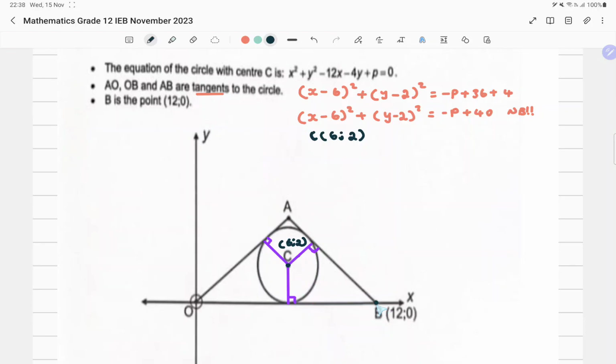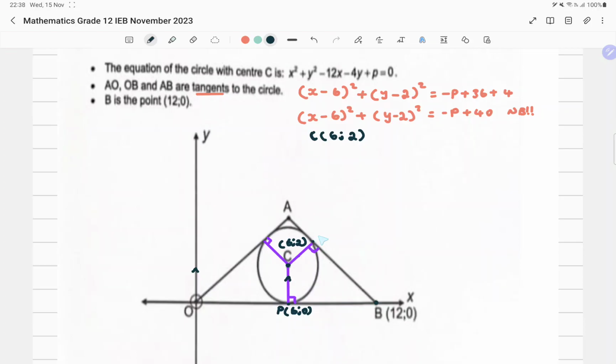If this is the case, can you see this is 12, and now we have 6 right here. Maybe let's call this point of tangency P. Now, if this line is perpendicular to the x-axis, it means this line is also parallel to the y-axis. And if this line is parallel to the y-axis, the x value at this point will be the same as the x value at C. So we're going to have 6, but 0 on the y, because this is the line y equals 0. This is essentially what we can do at this point.